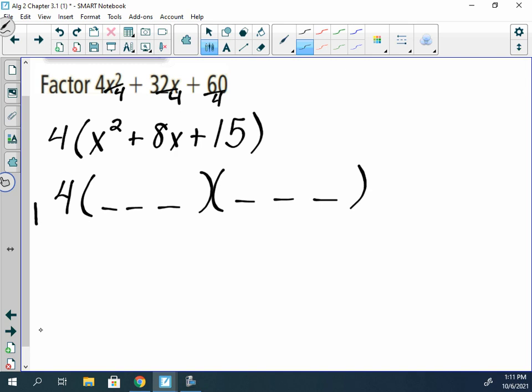Two sets of parentheses with 3 spaces, kind of giving our setup for what we're going to plug in. Yes. And that's it. So I'm going to look at step 3, which is the signs. Since our third term is positive, the signs are the same, and they match the sign of the middle term, which is also positive. So the two signs that are going to go in here are going to be plus and plus.